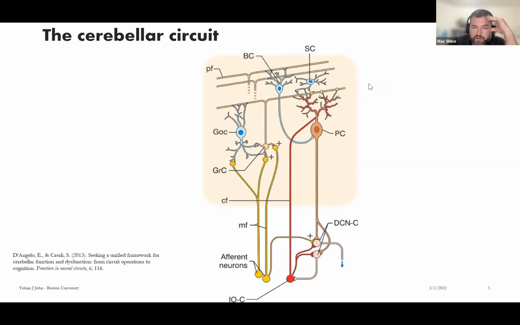Yeah, those are the granule cells there in orange. The GoC is Golgi. Yeah, these are Golgi cells. Yeah, granule cells here.